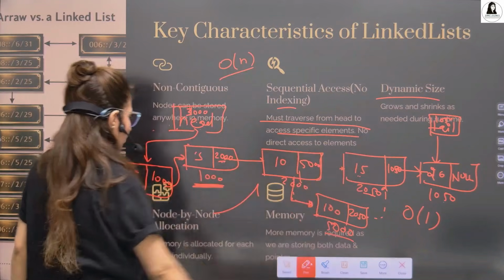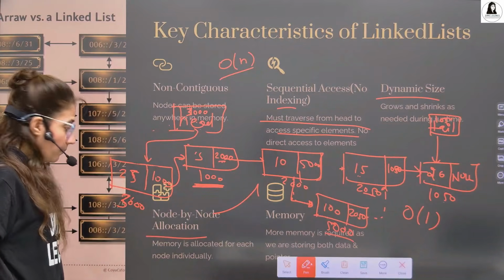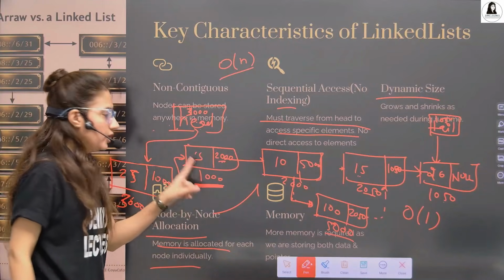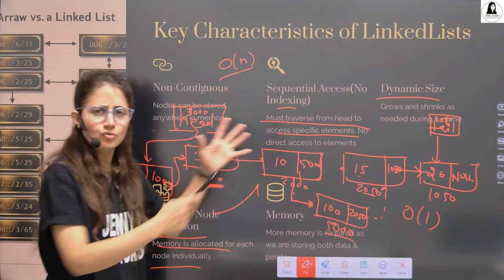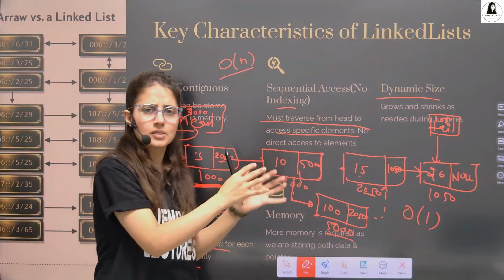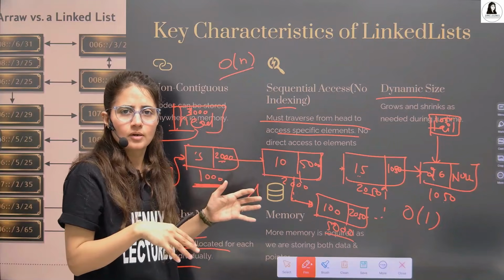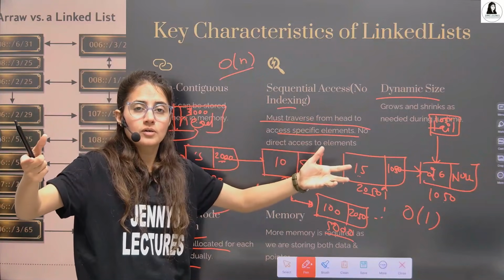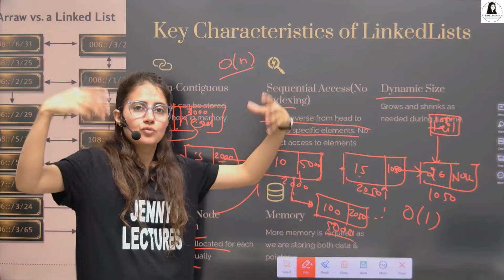Dynamic sizing, okay, fine. Node by node allocation. Memory is allocated for each node individually. Every time you create a new node, memory is to be allocated to that node, and that's it. And some linking is to be done. It's not like that in a bunch memory is allocated, like in arrays for 10 elements or for 50 elements. No.